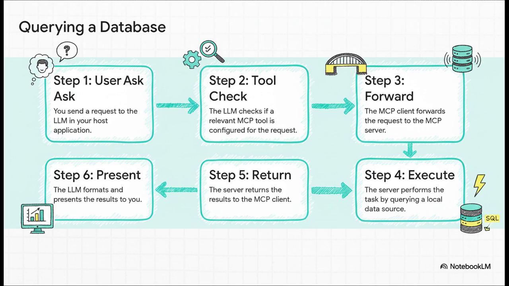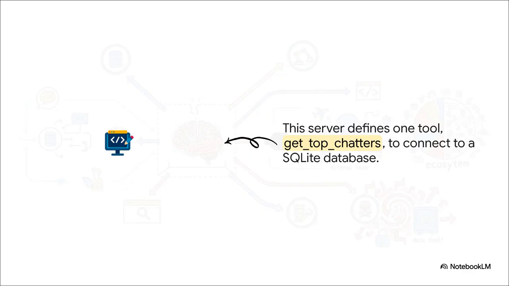It's this beautiful, seamless little dance that happens in the background. And here's the part that's really going to blow your mind. You might be thinking this server is some huge, complicated piece of software, right? Nope. Look at this. This little snippet of Python code on the screen, that's the entire server for our example. It just defines one single tool, get top chatters, that hooks into the database and pulls the information. That's it. That's the whole bridge. It's amazing how simple it can be.